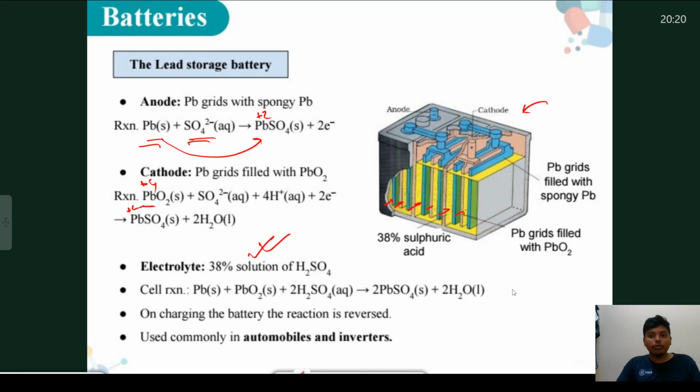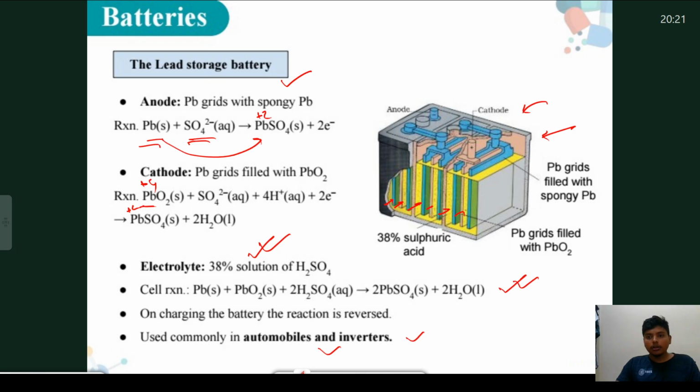So this is the overall reaction. We use it in automobiles and inverters. Nowadays many EVs are there, which use a more advanced version, smaller but based on this. So what you have to remember when they ask for its reaction: they will ask you to write about the lead storage battery. Just remember the anode reaction, cathode reaction, and overall reaction.